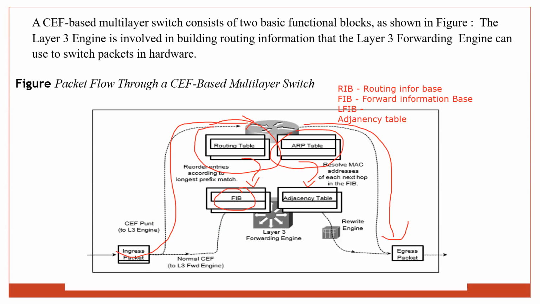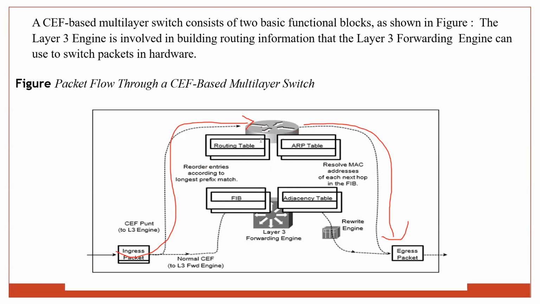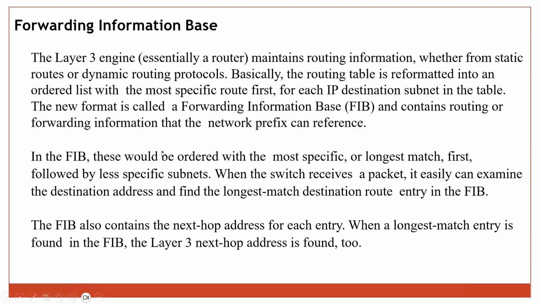But the point here is that for a routing table, the routers will take the decision once, and then they will program that, giving that information to the line card. The supervisor engine will program that to the line card, and then the line card will do the forwarding, right? Now let's understand this forwarding information base, FIB. So what is FIB?